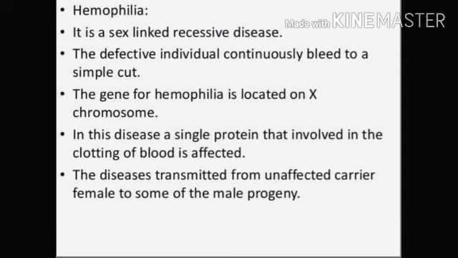Sex-linked, or you can say X-linked. The affected individual bleeds continuously from a single cut. If there is a single cut in a hemophilic person, the blood will continuously flow out. The gene for hemophilia is located on the X chromosome. Remember, that is an important point. In this disease, a single protein involved in clotting of the blood is affected, and the disease is transmitted from an unaffected carrier female to some of the male progeny.